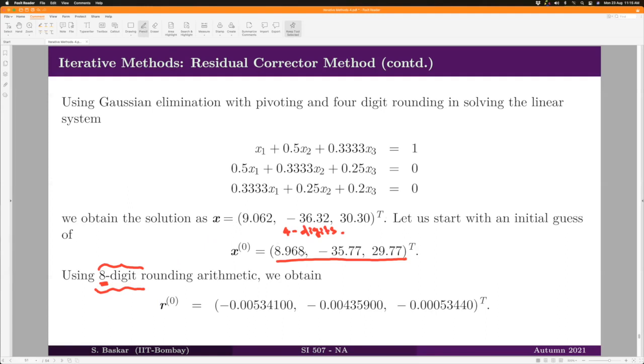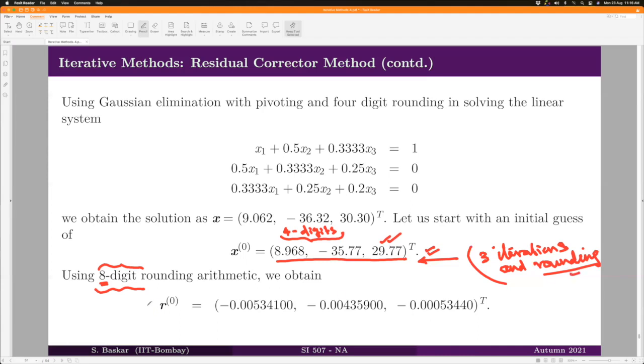Whether we obtained this by 4-digit chopping or rounding, that will be given as information to you in the question. Like I may ask you to use the residual corrector method and improve the accuracy of this vector using 3 iterations and use rounding. If you say like that, it means you have to do rounding calculation. But how many digits of precision? That information you will get from how we have represented x naught. Here we represented x naught by 4 digits, and we said that you perform 3 iterations using rounding.